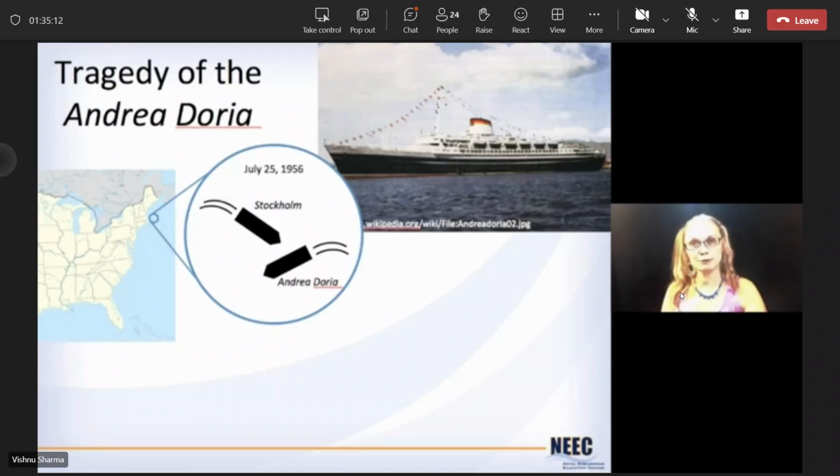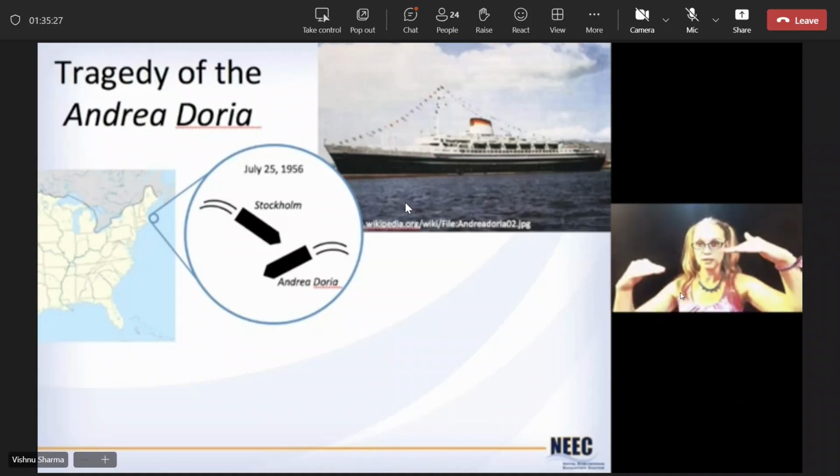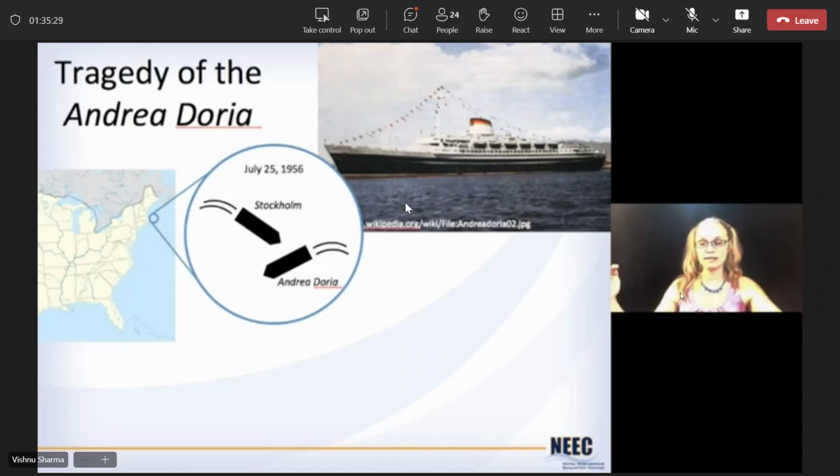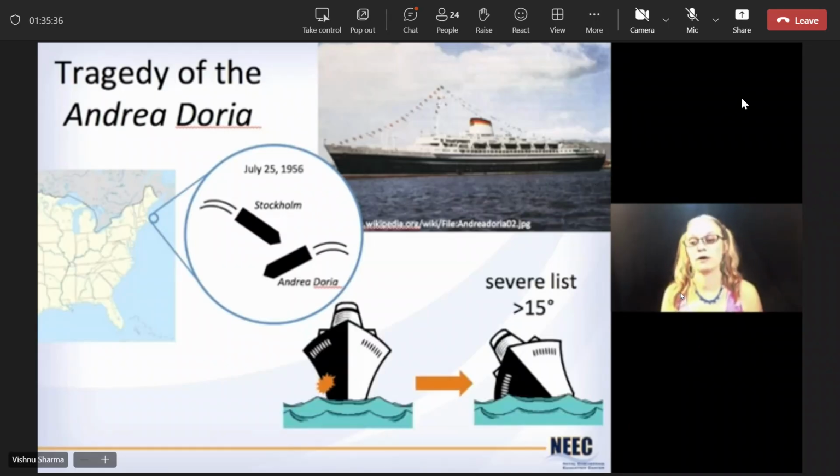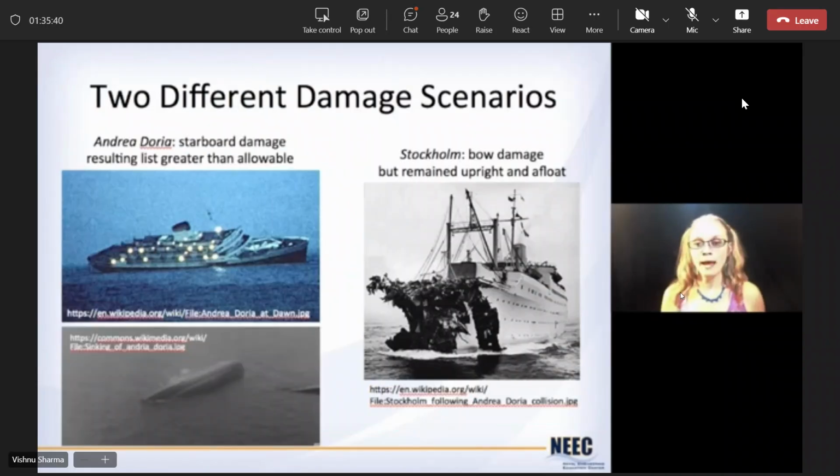And we should have been able to avoid a collision, but unfortunately, marine radar was still kind of new, and I think the operators weren't quite up on how to interpret all of the results. And what happened is that instead of the ships seeing each other, one coming this way, one coming this way, and then turning to avoid each other, they kind of turned into each other, and they ended up colliding. So the Stockholm ran into the side of the Andrea Doria, gave her a severe list, and she ended up capsizing. Okay. So these are the two different damage scenarios that we've got.